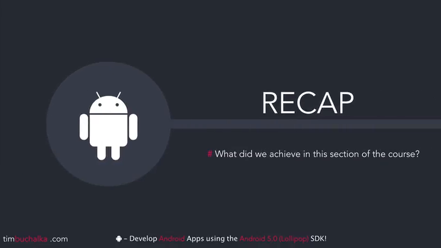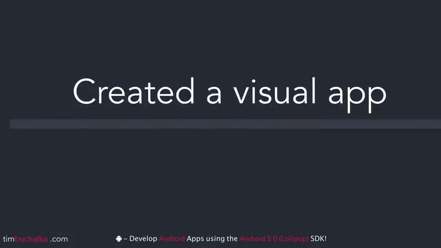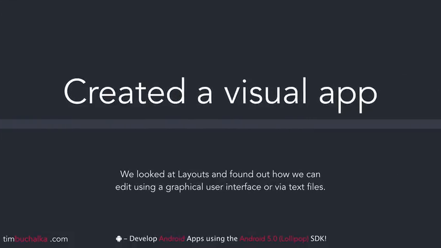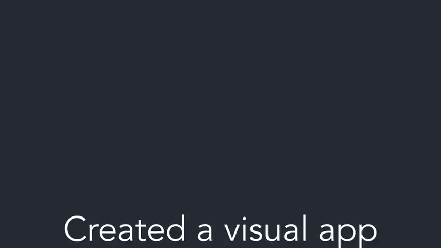So let's have a recap on what we achieved in this section of the course. So firstly, we created our second application, which was a much more visual application than the first one. We looked at layouts and how to add buttons to the screen, and we also found out how we can use the graphical user interface, or we can do the same editing via text files.